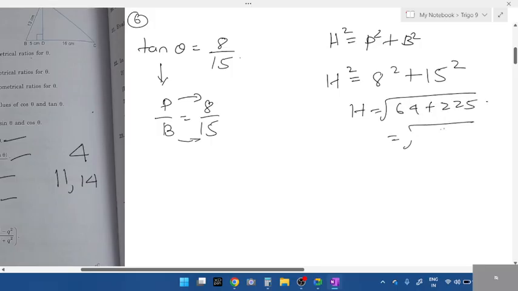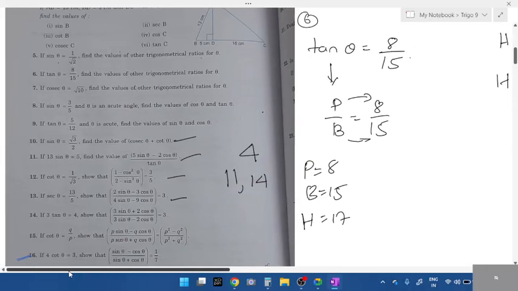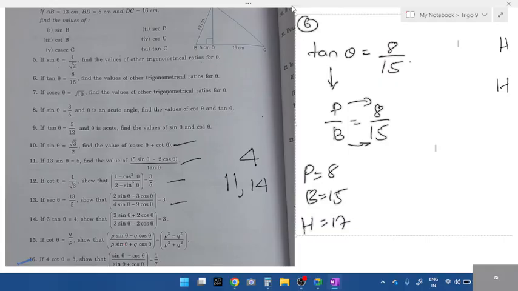So I'll try the answer. That will be square root of 289. Square root of 289 is 17. So P is 8, B is 15. What is H value? It is 17. Did we get all three values? That's it. If you find all three values, whatever other trigonometric ratios they've asked us to find, you can find them. Clear? Use the formula. I'll erase this. Tell me the next one.